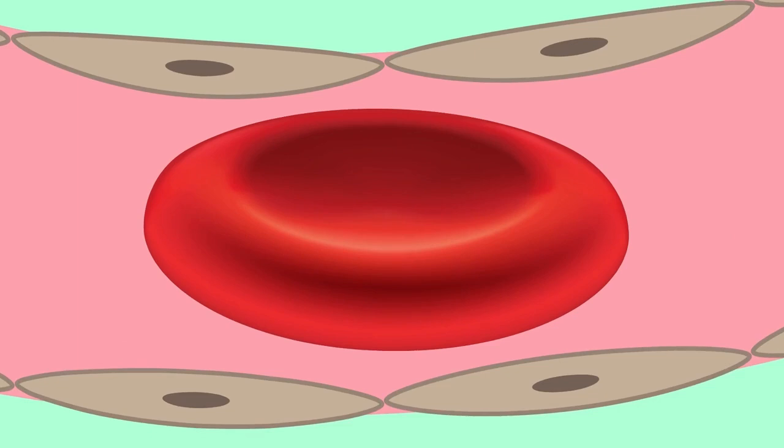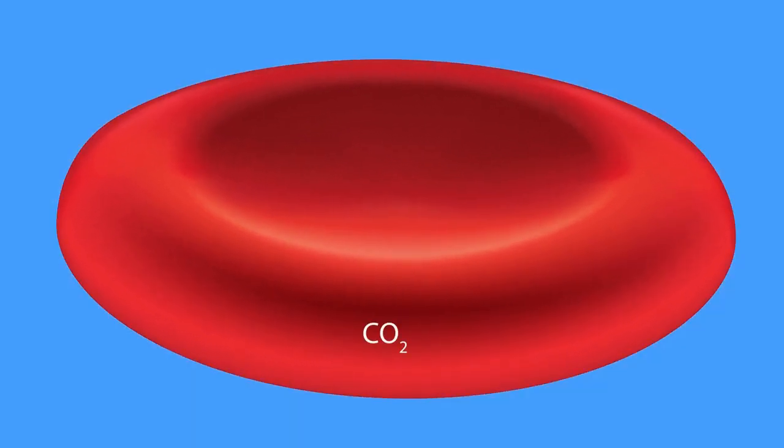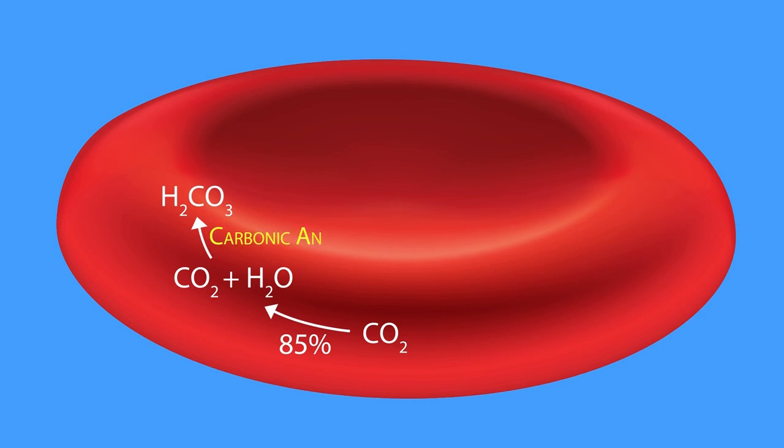Now, inside the red blood cell, 85% of the carbon dioxide combines with water and is rapidly converted into carbonic acid by the enzyme carbonic anhydrase 1, or CA1 for short. Following this reaction, carbonic acid is rapidly and spontaneously converted into bicarbonate and hydrogen ions.